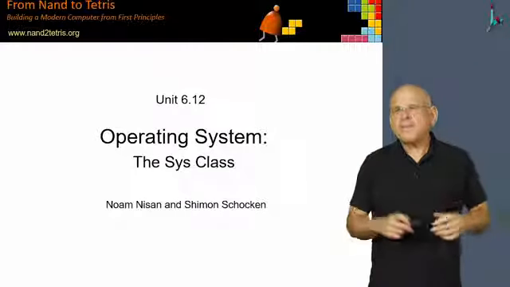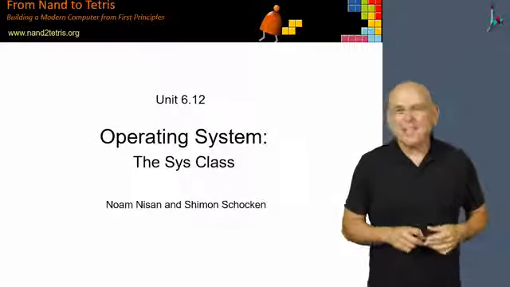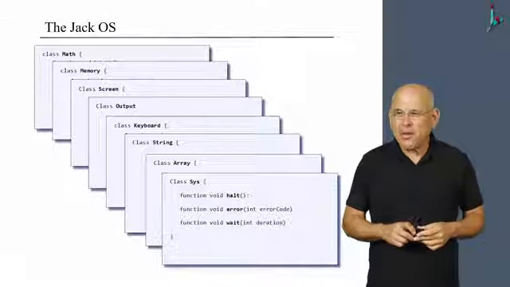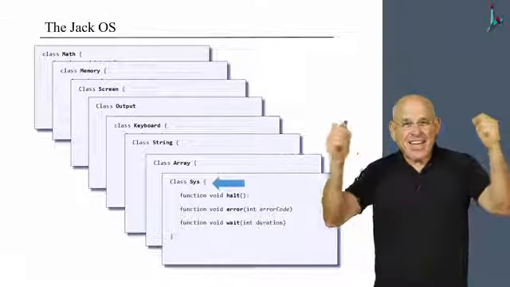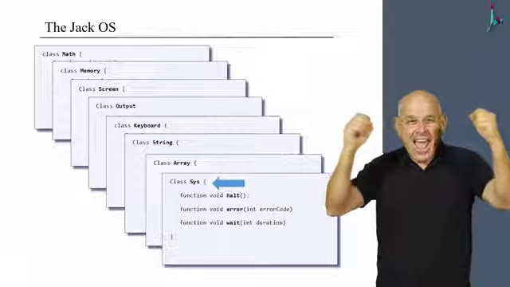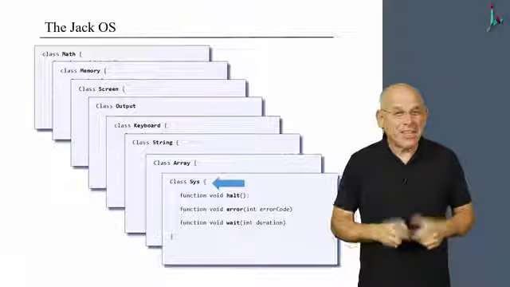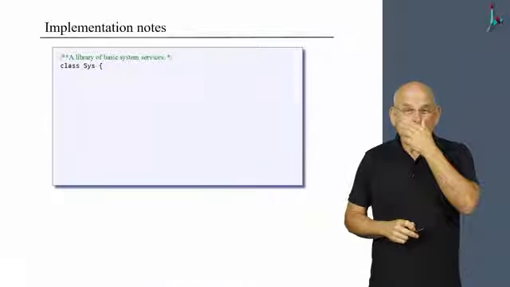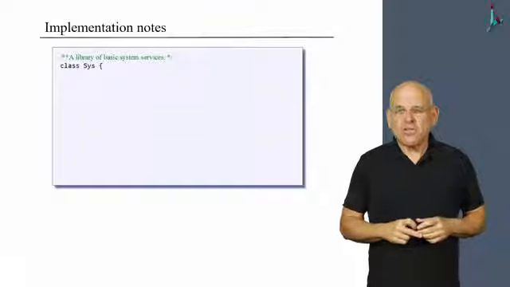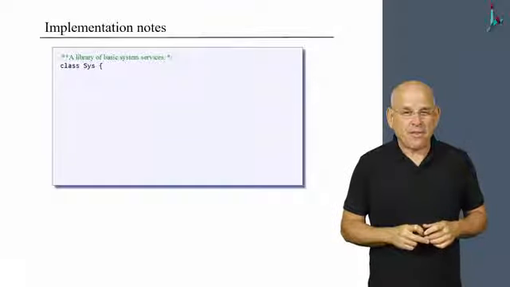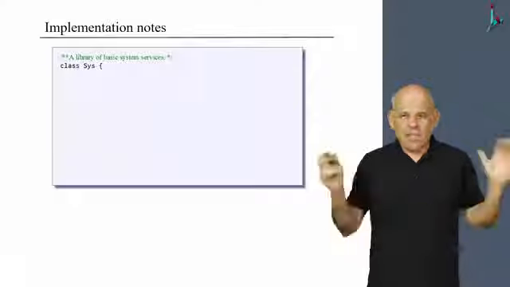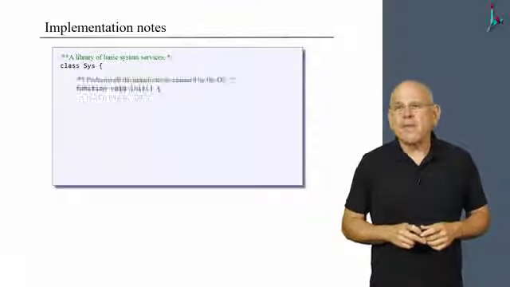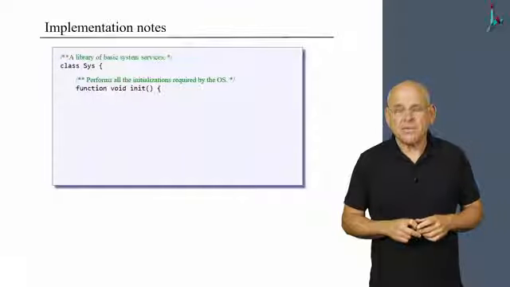So welcome to Unit 12 in our operating system module, in which we are going to develop the Sys class. The last class in our operating system, yay! So let's see what it takes to implement the Sys class. Well, the Sys class consists of, I think, 4 methods, of which the most interesting one is a private method that users don't get to see. And this is our init function.